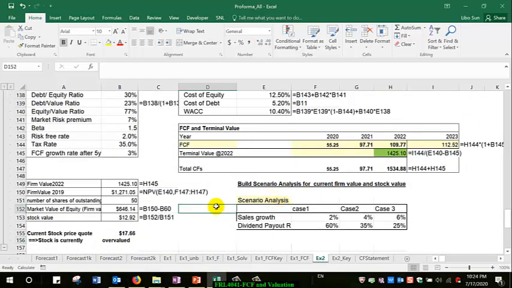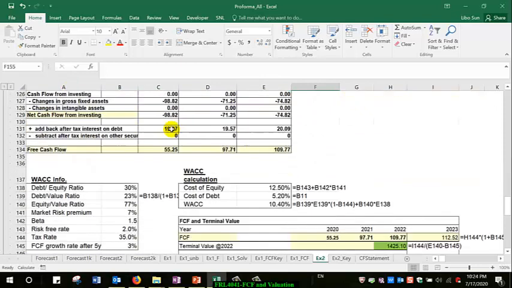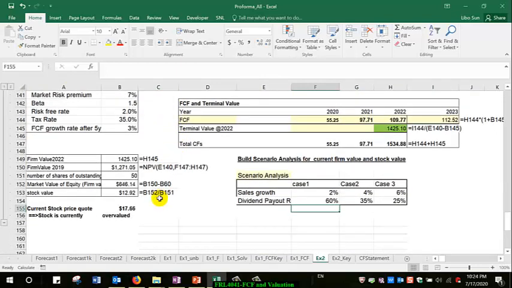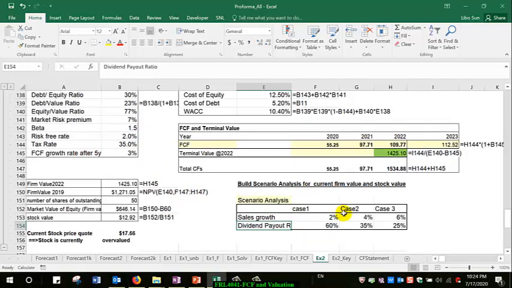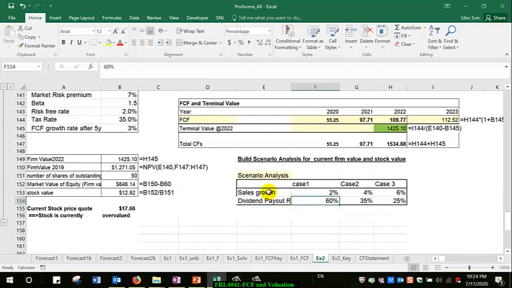Now the next thing I want to do is build a scenario analysis, right? We have these assumptions, and we go through the pro forma firm valuation. We got this stock value per share, but that's only one calculation. We want to look at different cases. What if the sales growth rate changed, or the dividend payout ratio changed, or the free cash flow growth rate changed? All these things could change, right? So we have 3 cases with different numbers, and we want to build a scenario analysis.